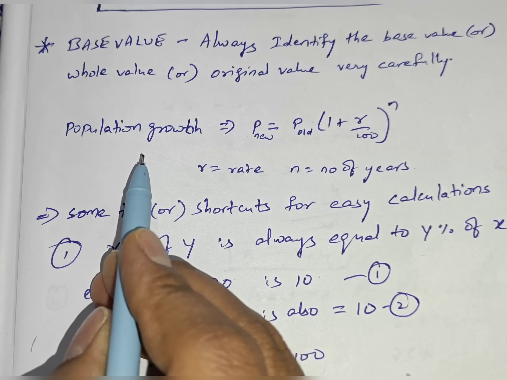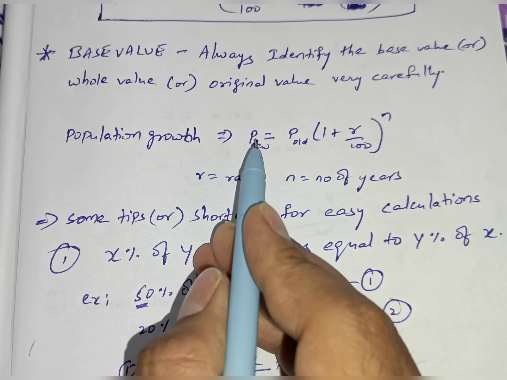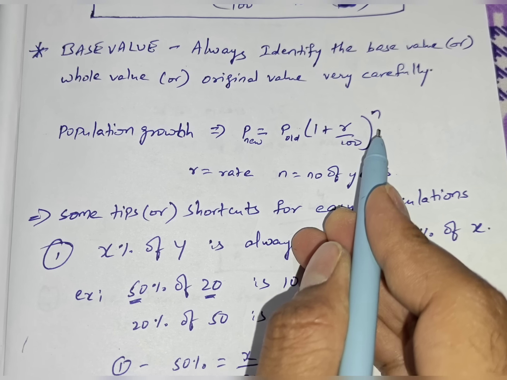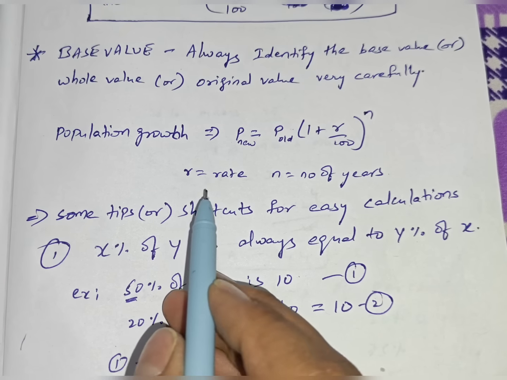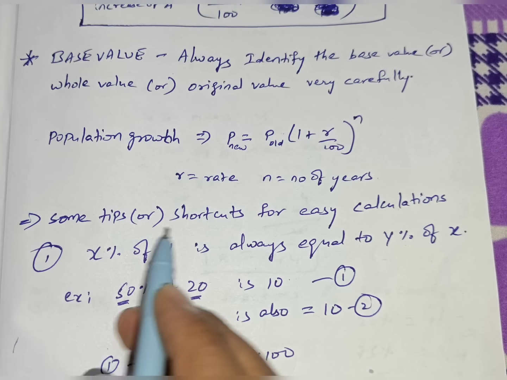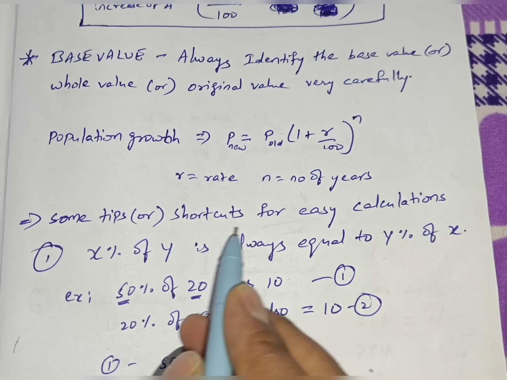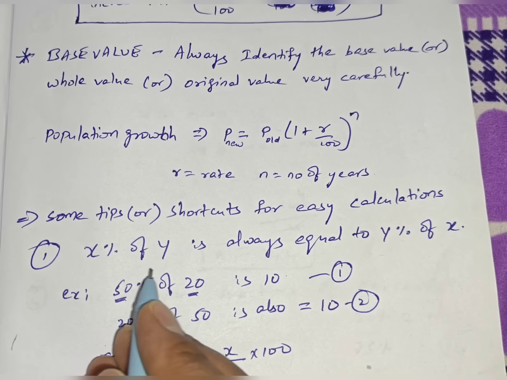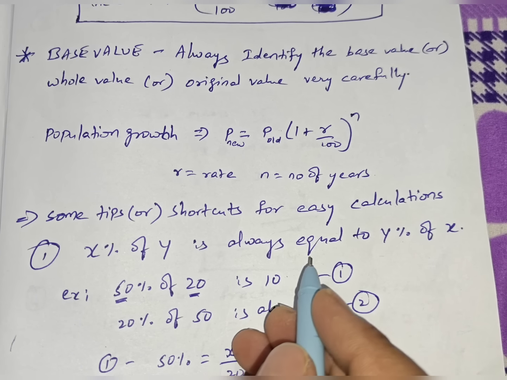Population growth, that means the new population is equal to the old population into 1 plus r by 100 whole to the power of n, where r is the rate of increase and n is the number of years. Some tips or shortcuts for easy calculation. First one, always remember x percentage of y is always equal to y percentage of x.